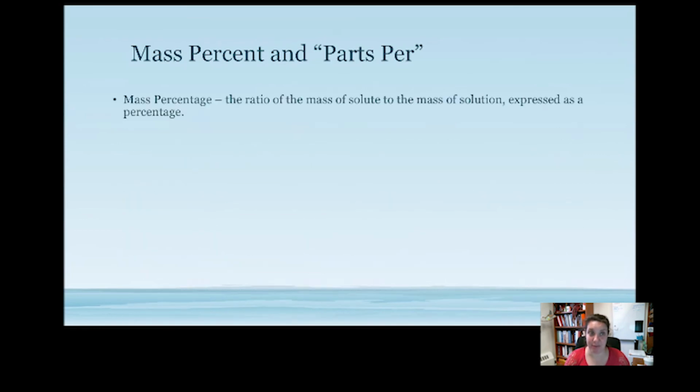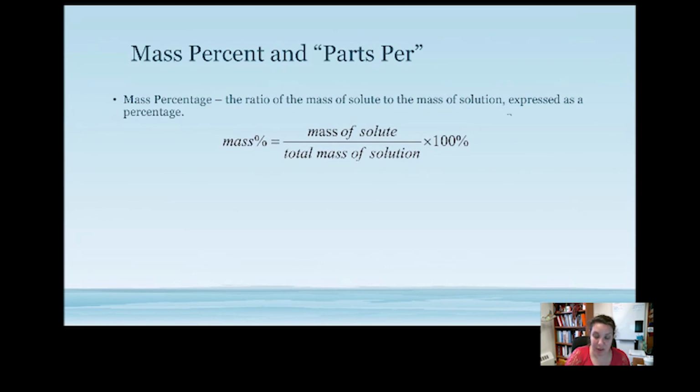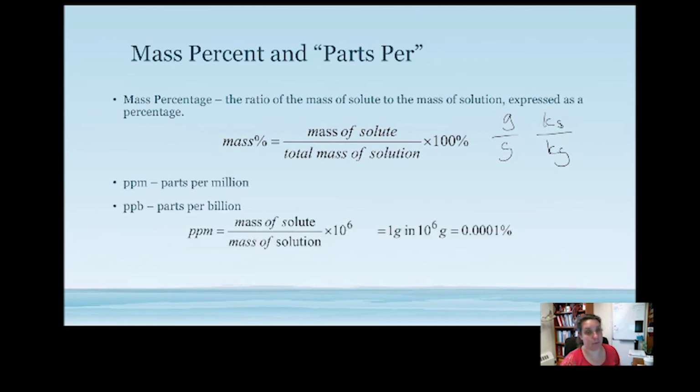And then we have mass percent. So we have a mass of a solute over total mass of solution times by 100. These can be in grams over grams times by 100 or kilograms over kilograms. Just as long as you keep them the same, they'll cancel out, times it by 100, and your unit will be just percent. Then we have parts per million or parts per billion.